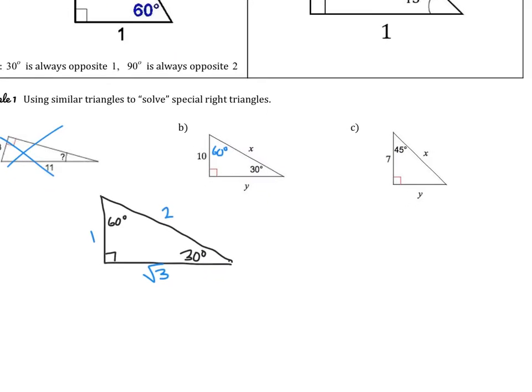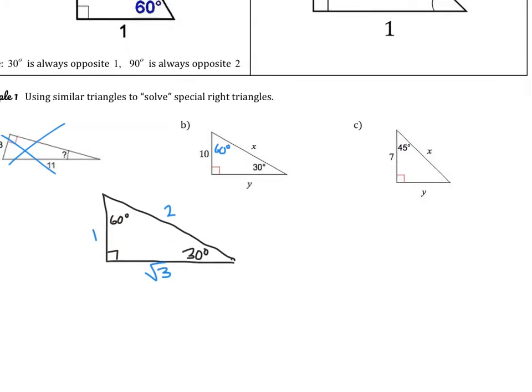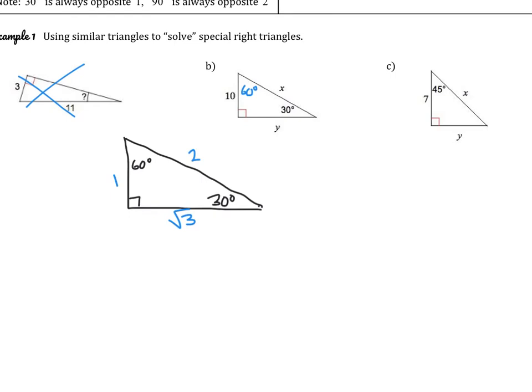And now, since we have two triangles that have the same three angles, these are similar triangles. So we know that their corresponding sides are going to be proportional. So we look and we are going to match up the corresponding sides. So we can see here that this side length of 1 goes with the 10, the 2 goes with x, and the root 3 goes with y. So we can set up some ratios to solve for x and y.